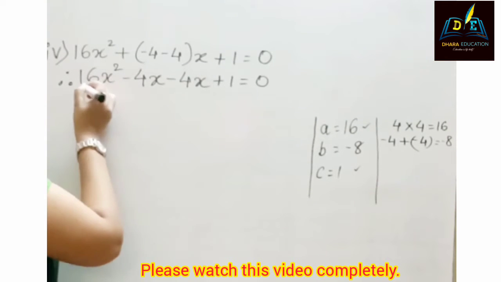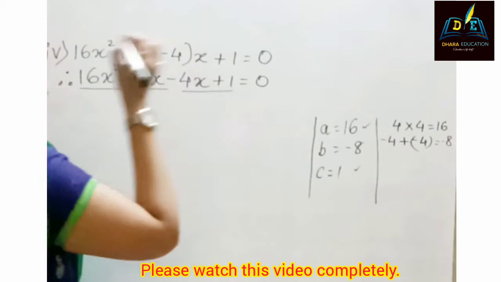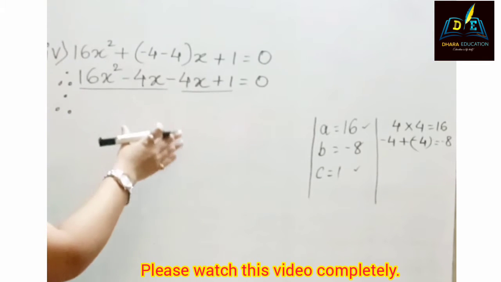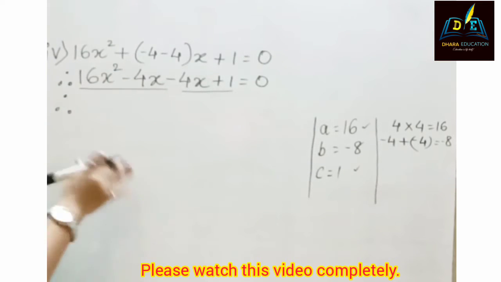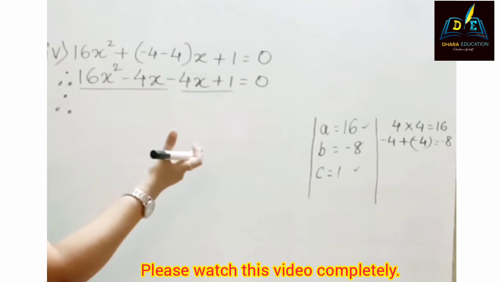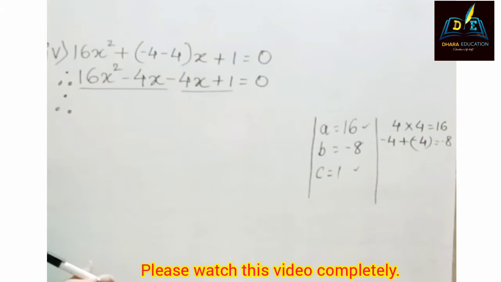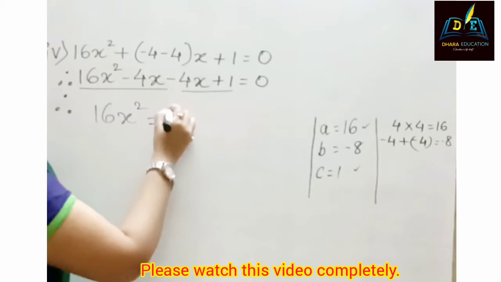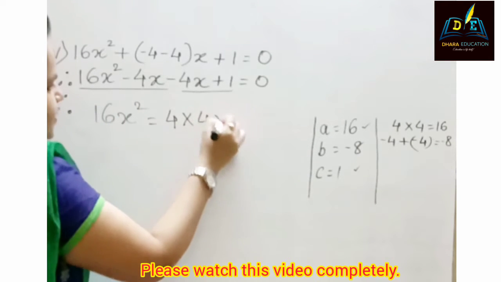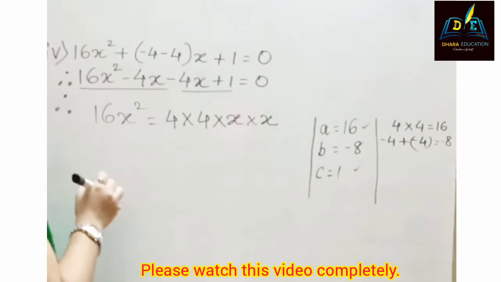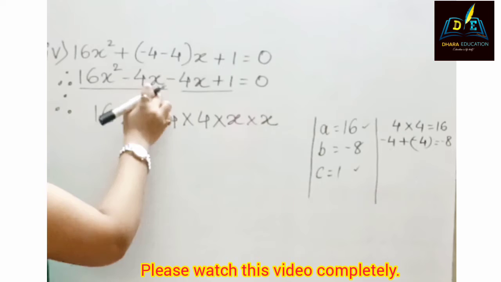Now we are going to make the pairs. Before pairing or after pairing, we need to take a common factor. Students, here I am going to solve it, and afterwards I will write it there for your better understanding. So 16x square means 4 fours are 16 and x square means x multiplied by x. Correct? On the other hand, 4x.